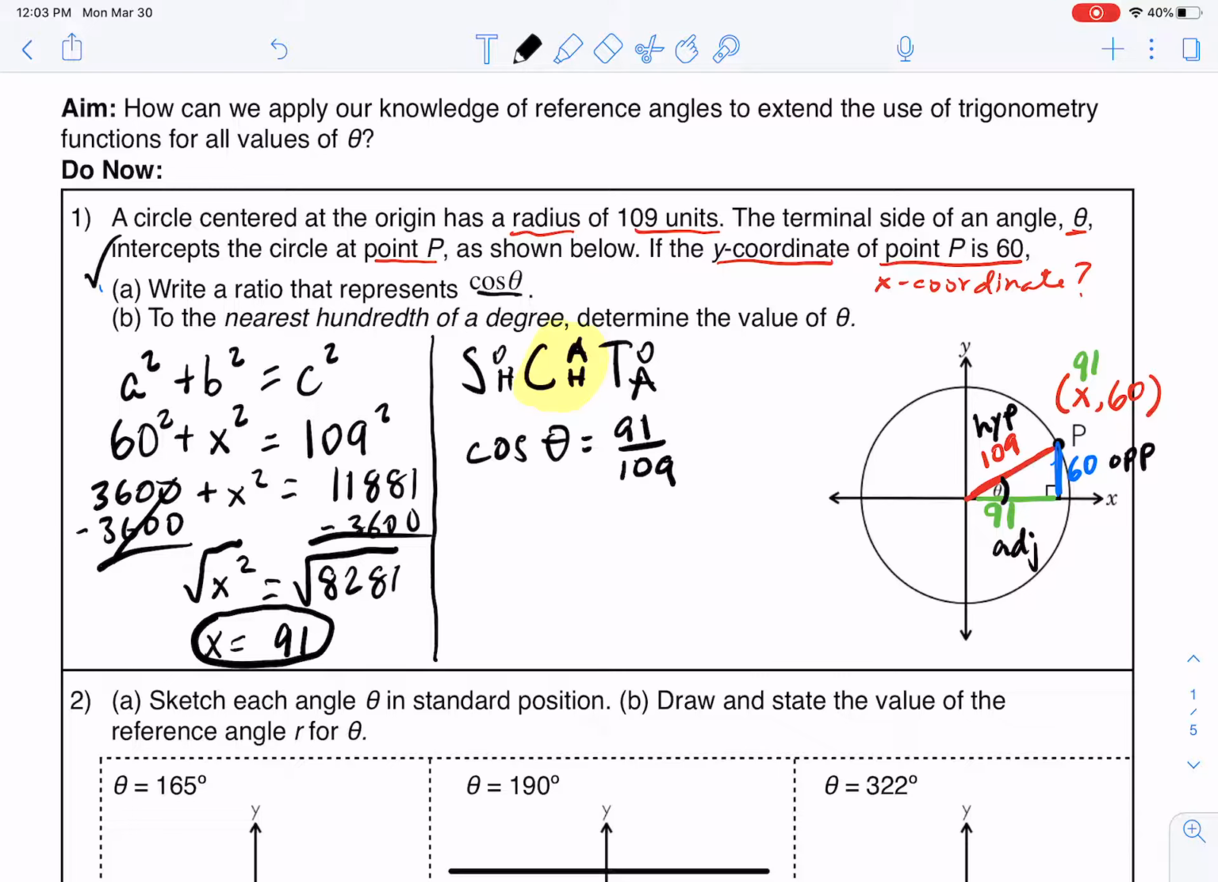All right, for part B, we're asked, to the nearest hundredth of a degree, determine the value of theta. All right, so here we're going to use inverse cosine. So I'm going to write the equation that I really wrote for part A to start off with.